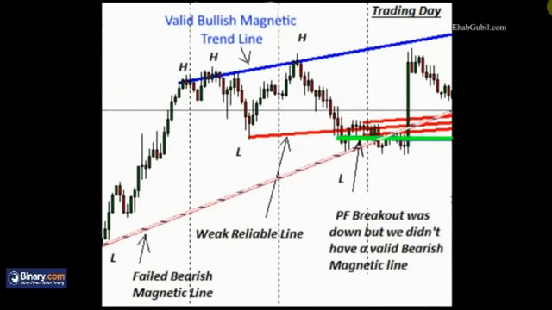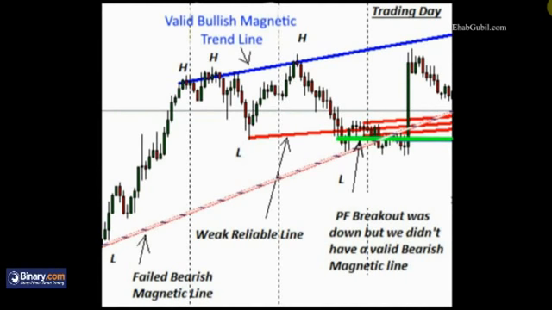But if we have a magnetic PF with a weak reliable line and we could not find a successive magnetic line in the same direction as the magnetic breakout, we should then look for a magnetic trend line in the opposite direction, and if we find a valid one, since we have a weak reliable line, we could enter in the direction of the new magnetic trend line.